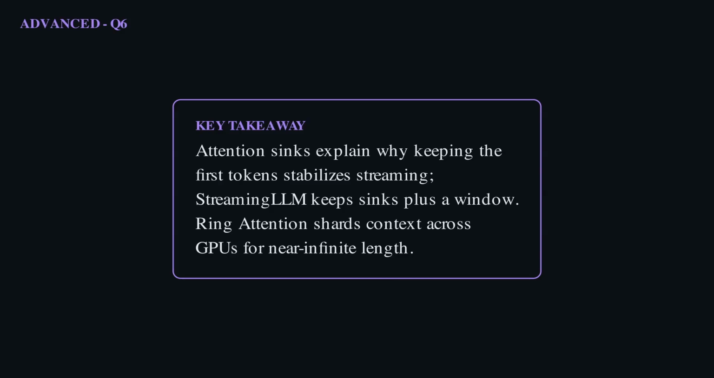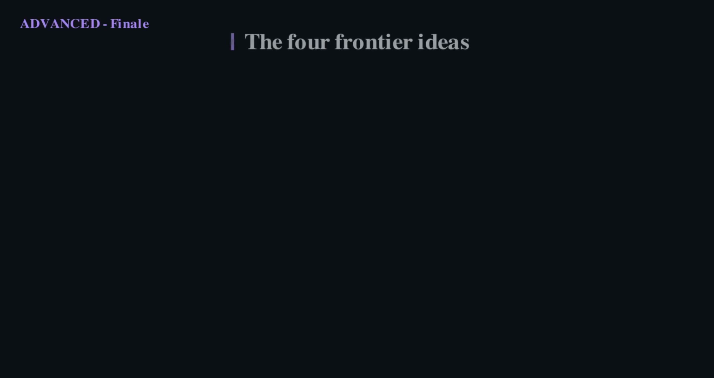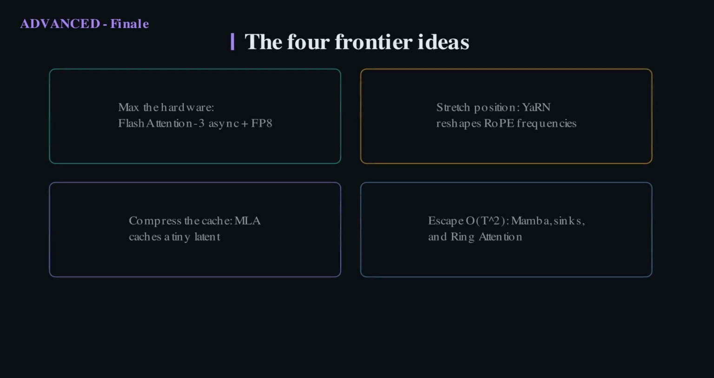That completes the frontier. Let's synthesize the advanced tier. The advanced tier ranged wide, but it collapses into 4 frontier ideas. 1. Saturate the GPU with FlashAttention-3. 2. Stretch context with YaRN. 3. Compress the cache with latent attention. 4. Escape the quadratic with state space models and streaming. Everything was grounded in a named 2023 or 2024 paper.